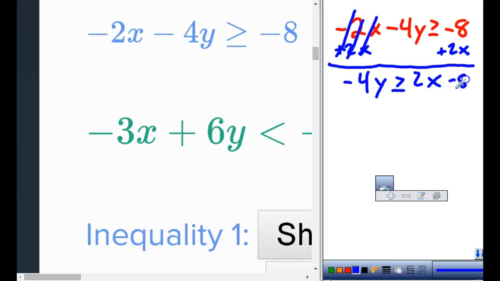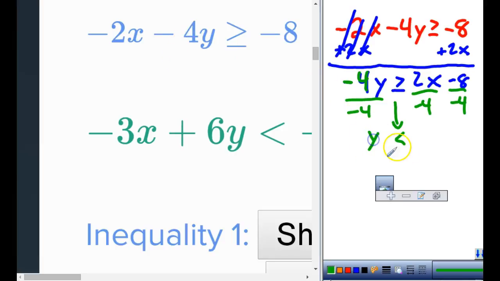Minus 8, there we go. Alright, and we have to divide by whatever number's in front of the y. So this is a negative 4, divide everything by negative 4. Now, since we divided by a negative, switch that inequality sign, and you should be able to identify that now from the very beginning. If you see a negative in front of the y, you know you're going to end up flipping that sign eventually.